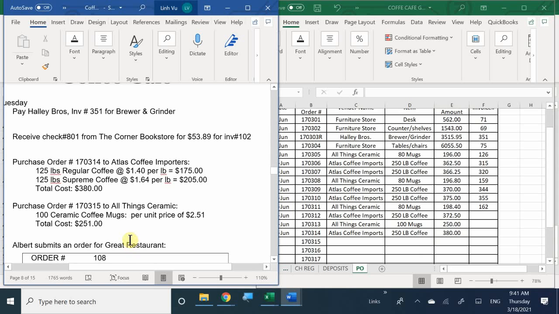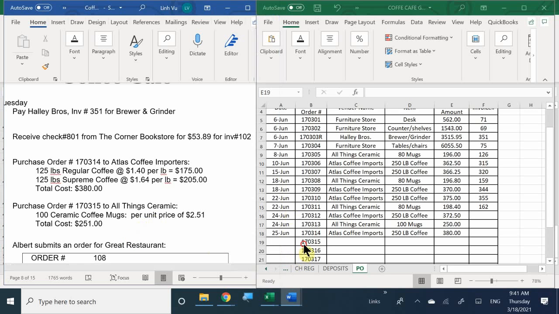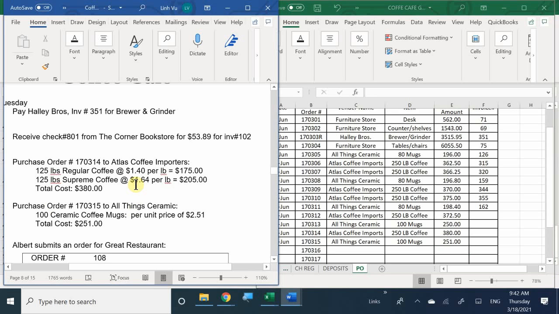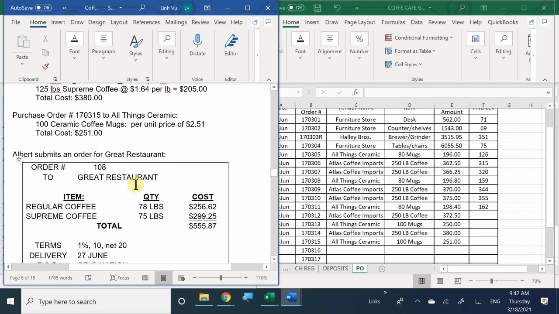Nope, and it looks like we made another purchase order. 625. Maybe whoever was in charge of the purchase order forgot that they made a purchase order the day before, so they're just making another one. I don't know. All things ceramics for how many mugs? 100 mugs for the total price of 251. So then what has happened next?